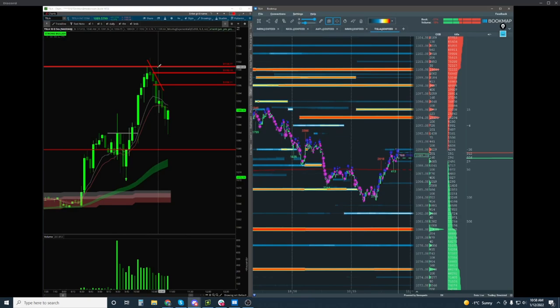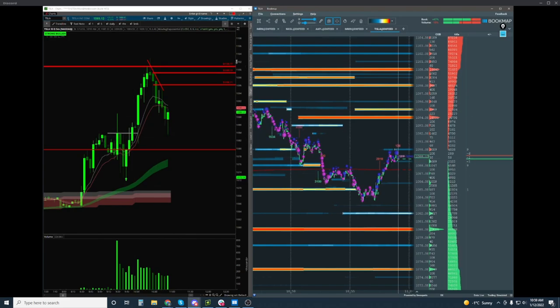I'm still long bias on Tesla. I'm still looking for this to go back to 1200, but you know, I can think whatever I want, price action rules. Okay, so I'm working in the direction of the main trend.